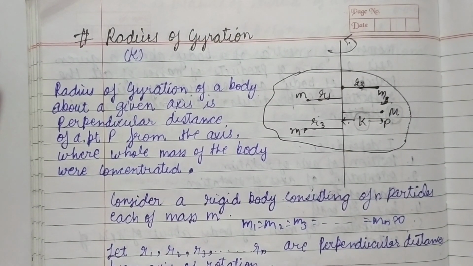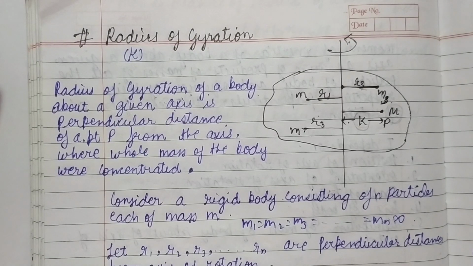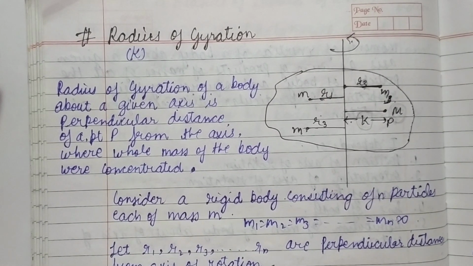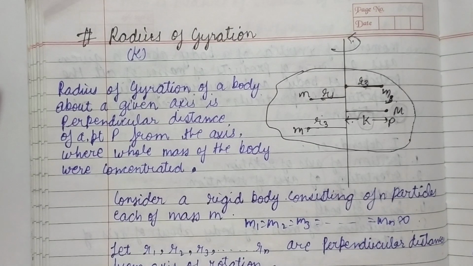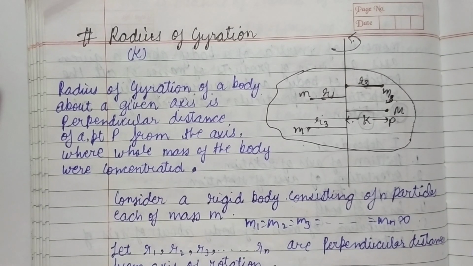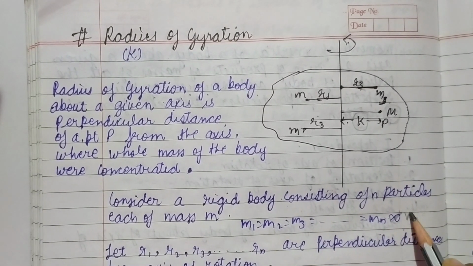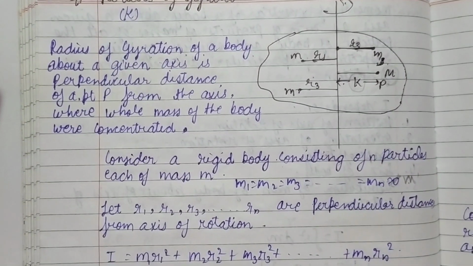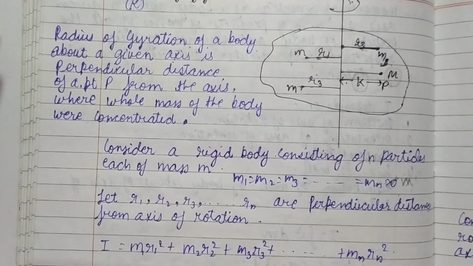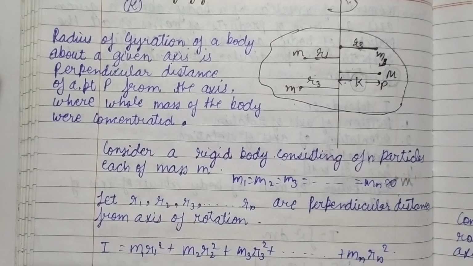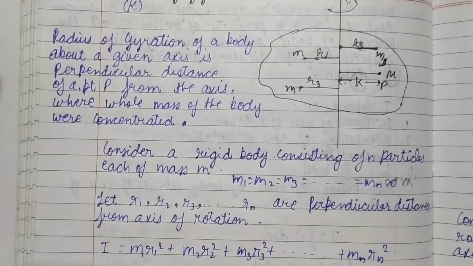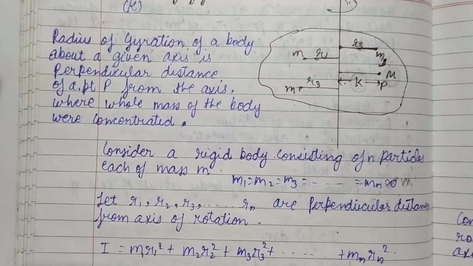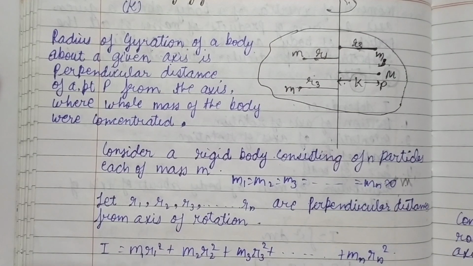Now let us consider that m1, m2 and m3, there are n particles in the system, and the mass of each particle is supposed to be m. Now let us suppose that r1, r2 and r3 up to rn are the perpendicular distances, or you can say the position vectors, of the particles respectively.